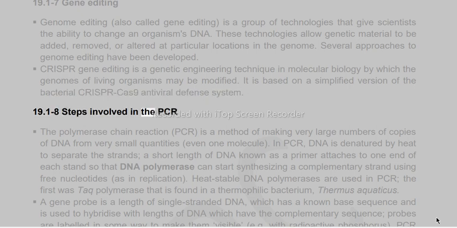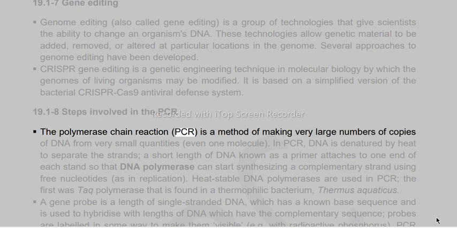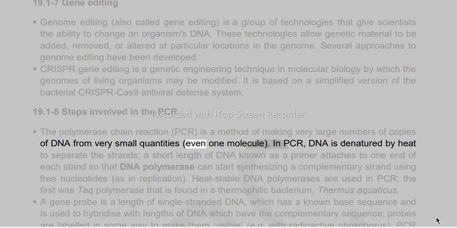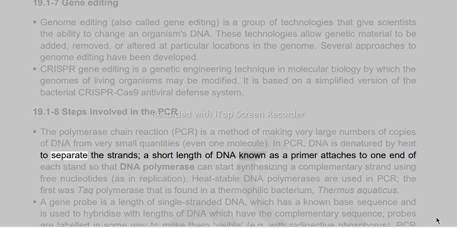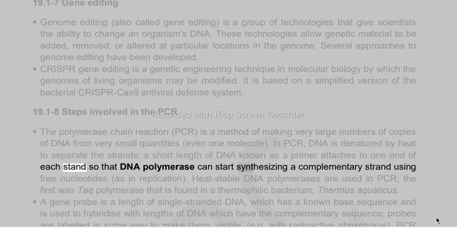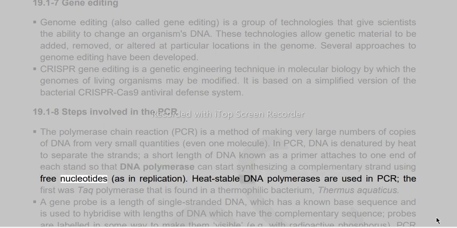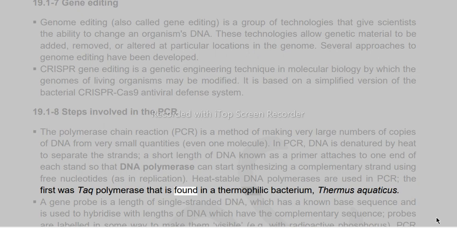19.1-8 Steps involved in the PCR. The polymerase chain reaction, PCR, is a method of making very large numbers of copies of DNA from very small quantities, even one molecule. In PCR, DNA is denatured by heat to separate the strands. A short length of DNA known as a primer attaches to one end of each strand so that DNA polymerase can start synthesizing a complementary strand using free nucleotides, as in replication. Heat-stable DNA polymerases are used in PCR. The first was Taq polymerase that is found in a thermophilic bacterium, Thermus aquaticus.